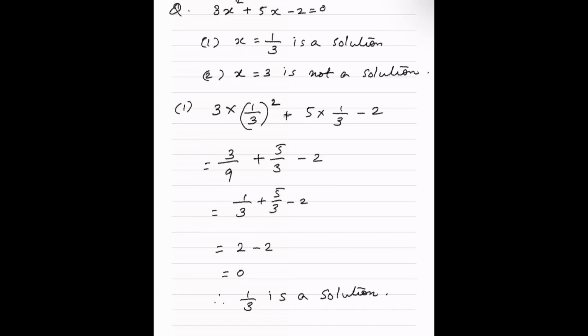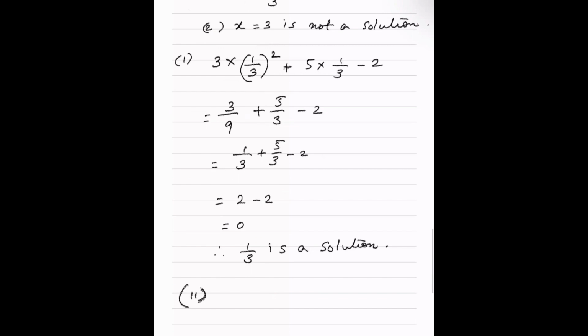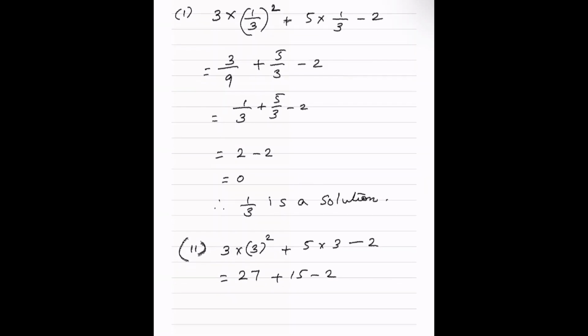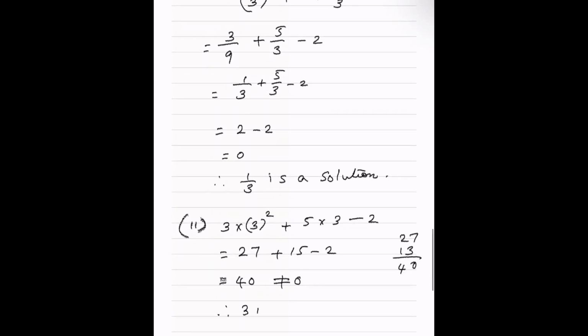Now the second part says x equal to 3 is not a solution. So what do you need to do here? In the place of x, you put 3. That's all. So 3 into 3 square plus 5 into 3 minus 2. You're getting 27 plus 15 minus 2. What is that? 27 plus 15 minus 2 will be 27 plus 13, which would be 40. So 40 is not equal to 0. Therefore, 3 is not a solution.